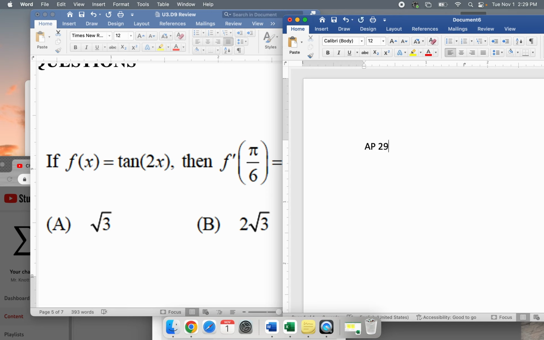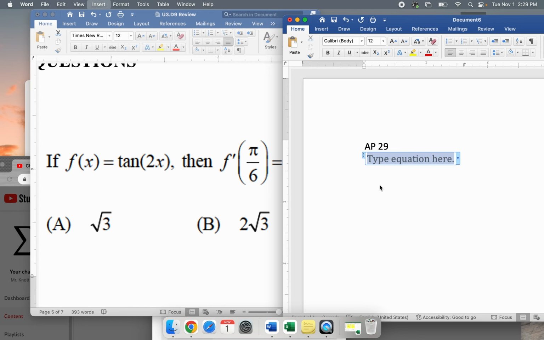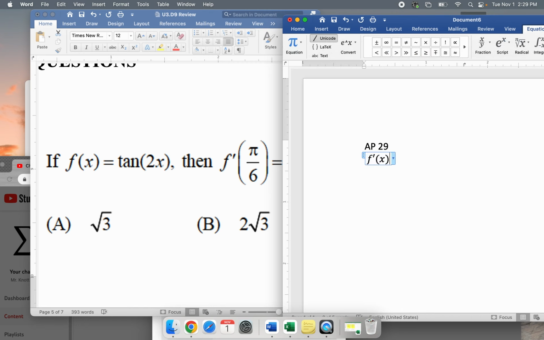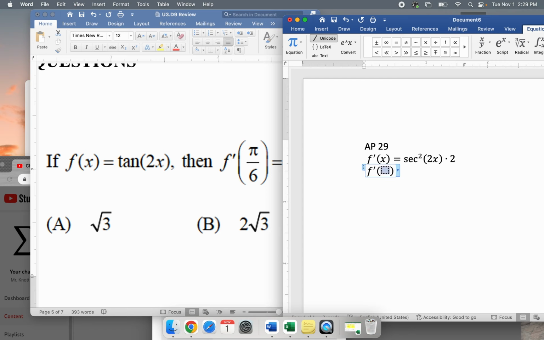So AP 29, we're almost done. We need to find the derivative. Chain rule, that's going to be f prime of x equals secant squared of blank. 2x goes on the inside, but then times the derivative of the inside function, which is 2. Fine, so we want to know f prime of pi over 6. I just need to plug pi over 6 into this. So that's 2 times pi over 6 times 2.